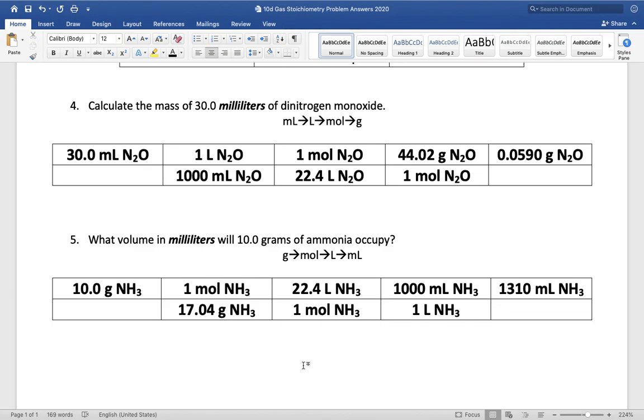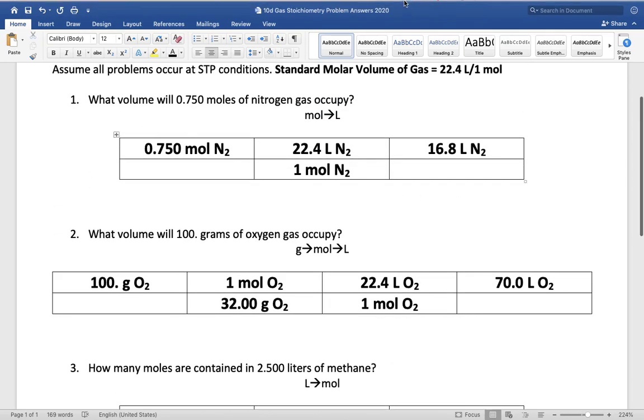That completes the answers to 10D gas stoichiometry. You will have some similar problems on the review and on our Unit 10 gas law tests. Good luck, and I will talk to you all later.